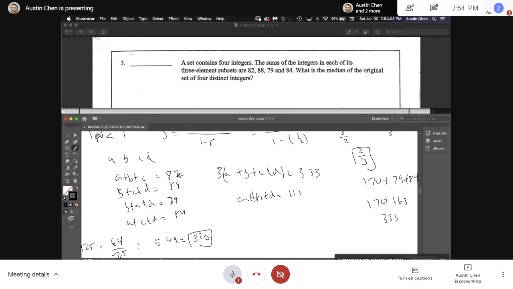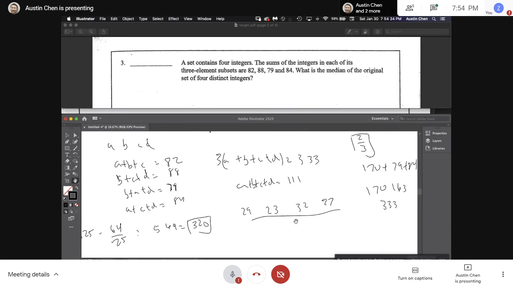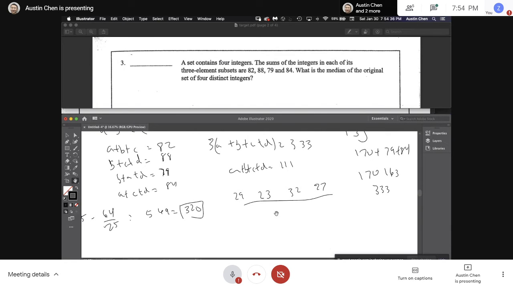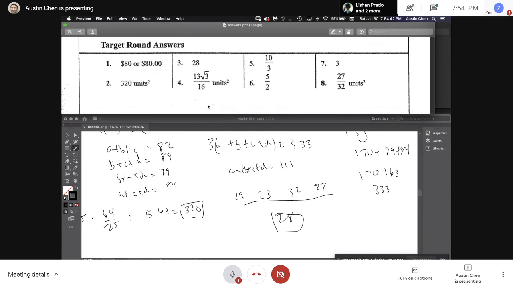So now we can find all the integers by subtracting each of these. 111 minus 82, you're going to have 29, and then this is going to be 6 less, so 23, and then 79 is going to be 3 more, so 32. 84 is going to be 2 more, so... wait, it's going to be 27. Okay, so these are your numbers. Now you just need to find the median. It's the average of the middle 2 numbers, which is 29 and 27, and that equals 28. This is our answer.